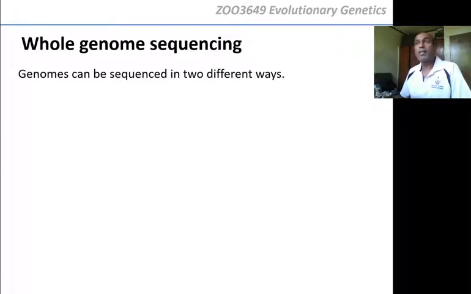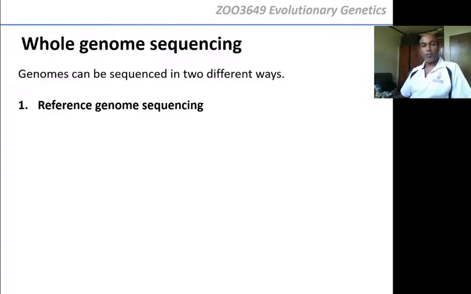Okay? We can sequence whole genomes in two different ways. And you are going to be tested on this, guys. So put your thinking caps on and remember what I'm saying. There are two ways to sequence the whole genome. The first way is the hard way, the expensive way, but it has to be done. The first genome for anything has to be done this way. There's no way to do the first genome any other way than the way I'm telling you now.